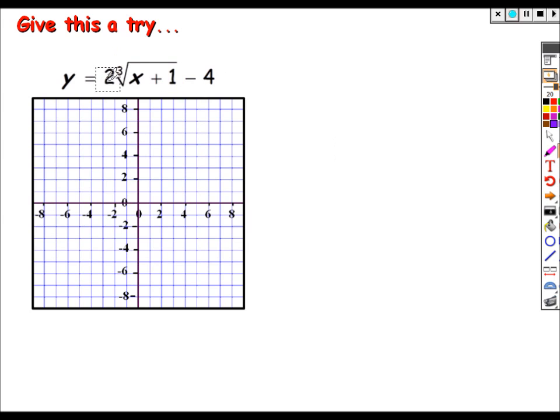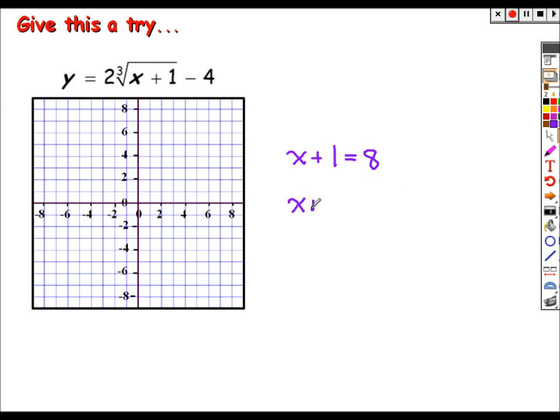Then if I'm making a table of values, well, if I'm taking the cube root, think of numbers that would be nice to take the cube root of. So for instance, the cube root of 8 is a nice number. So if x plus 1 is 8, that would produce a nice integer value.